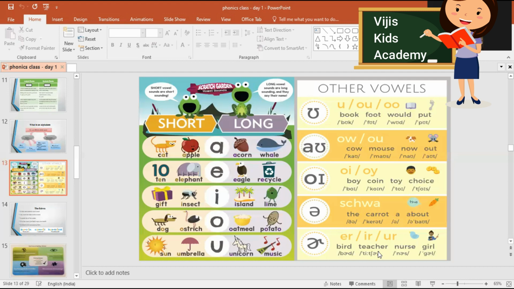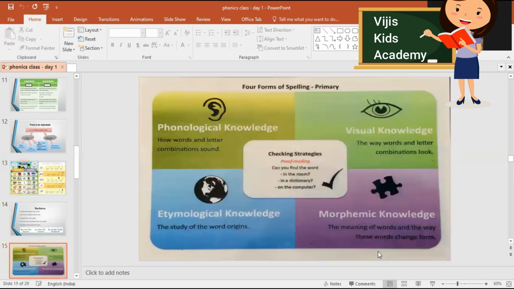When you are teaching the vowels, you have to say that we have 5 vowels. A, E, I, O, U are the actual vowels, and we have to add 2 more vowels, that is semi-vowels. Letter Y will be acting as a vowel and W also will be acting as a vowel. We'll move on to the next one. Next one is the 4 forms of spelling. The basic thing which we have to do. Okay. The first one, phonological knowledge.